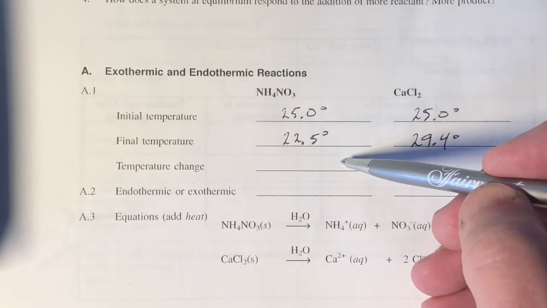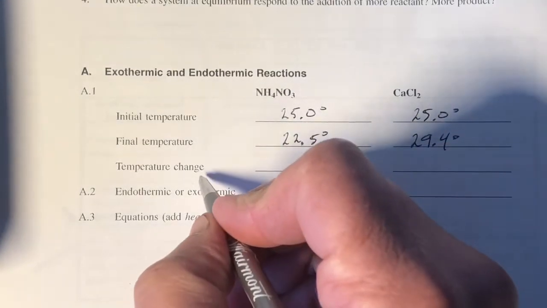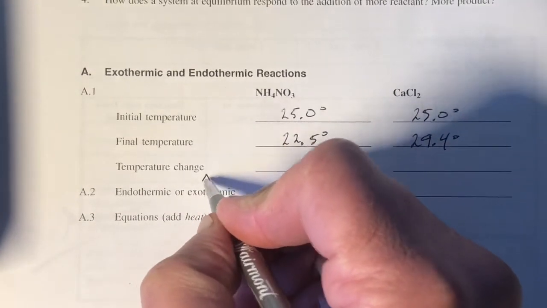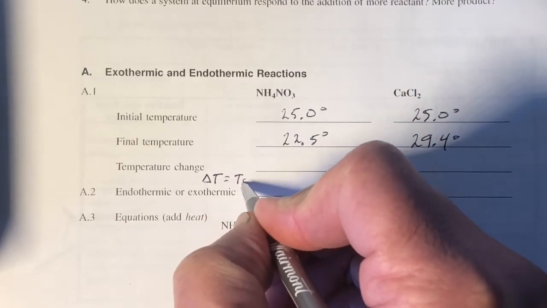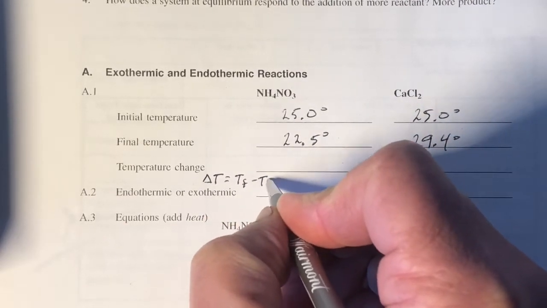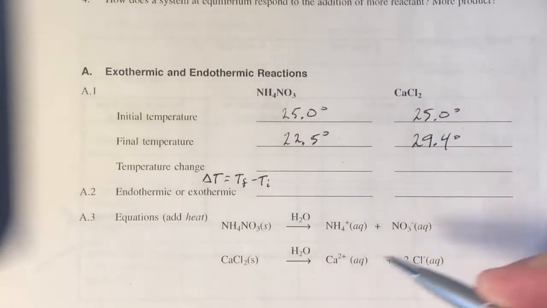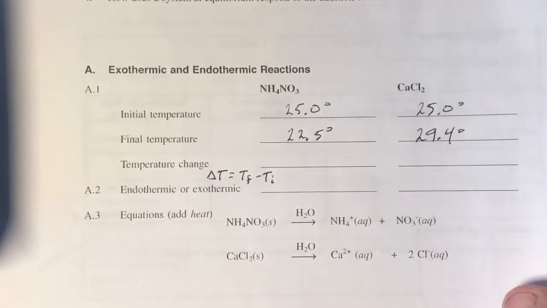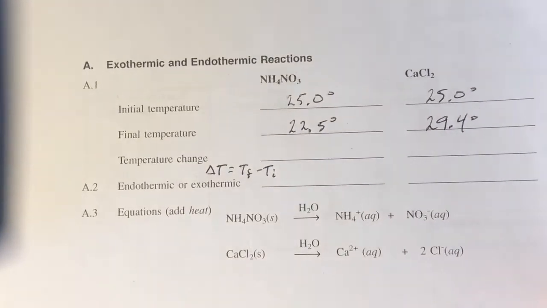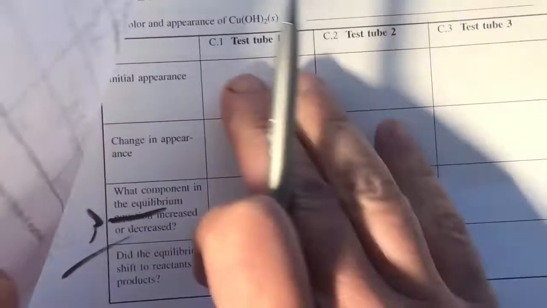We can calculate our temperature change, just our temperature change we write as delta T, and that's going to be final temperature minus initial temperature. So again, pretty straightforward to calculate. Endothermic or exothermic, that's based on whether heat went in or out of the system, and away we go.